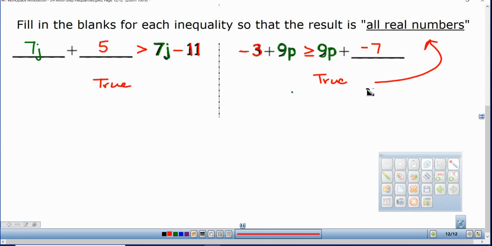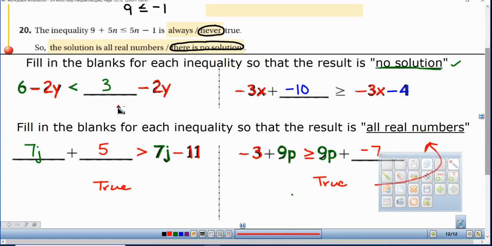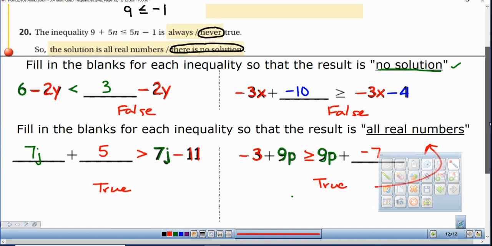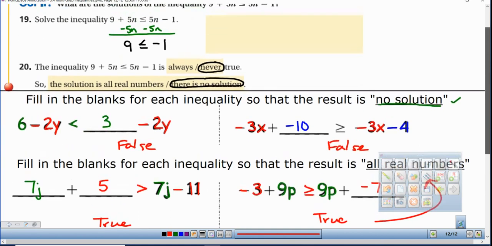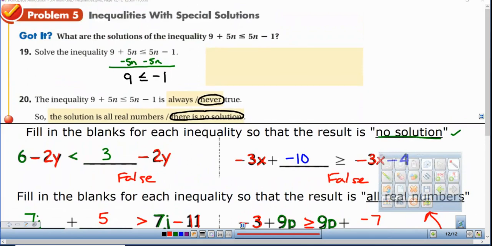This one is true, all real numbers. This one is false, no solution. And this one is false, no solution. So that should give us a lot of practice with inequalities, and hopefully we have no trouble with that. If you do, though, reach out to me, let me know.